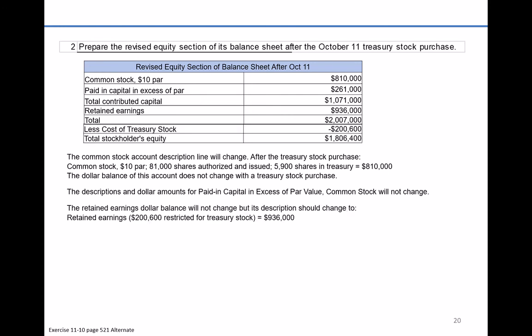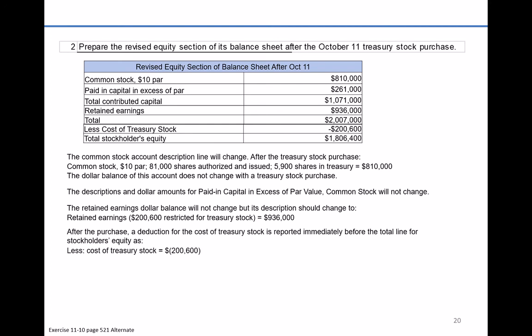So then what changed? The Treasury stock transaction simply has to be subtracted out of the total equity. Remember, the $200,600, how we got that? That was the 5,900 shares times the $34 per share, and that's the amount that we're subtracting out of stockholders' equity. It's a contra equity purchase, which gives us then stockholders' equity of $1,806,400. And that's the equity balance after the October 11th Treasury stock purchase.